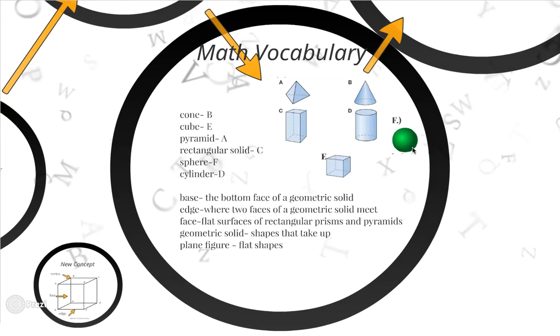Letter F is a sphere. Okay, that's like a ball, like a basketball. And then D is a cylinder, like a roll of pennies or something. All right, so you just need to make sure that you know the difference between these shapes.